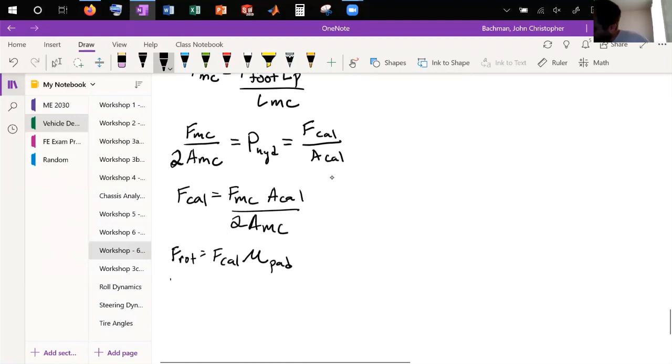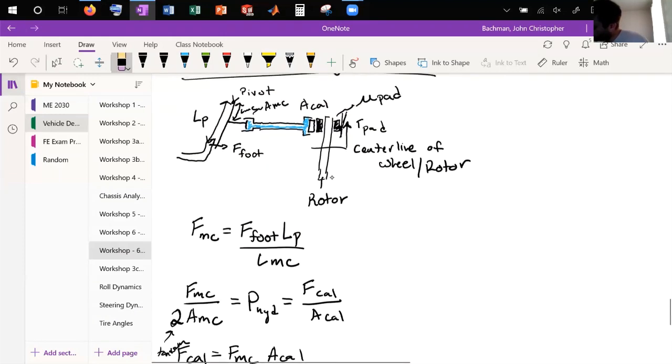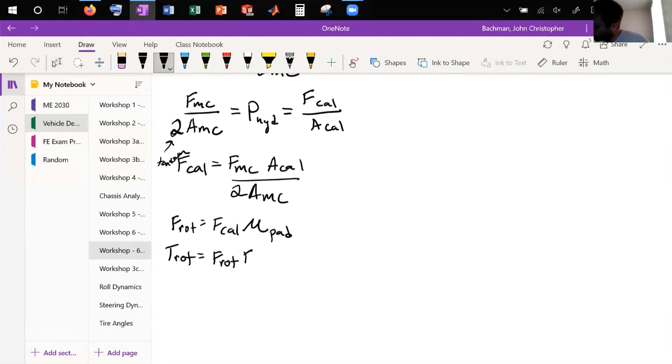So the torque on the rotor is going to be equal, this is from tandem systems, to the force on the rotor times the radius of the pad. That was the distance to the pad, the distance to the center of the pad, right? Times 2, because we're doing it on both sides.